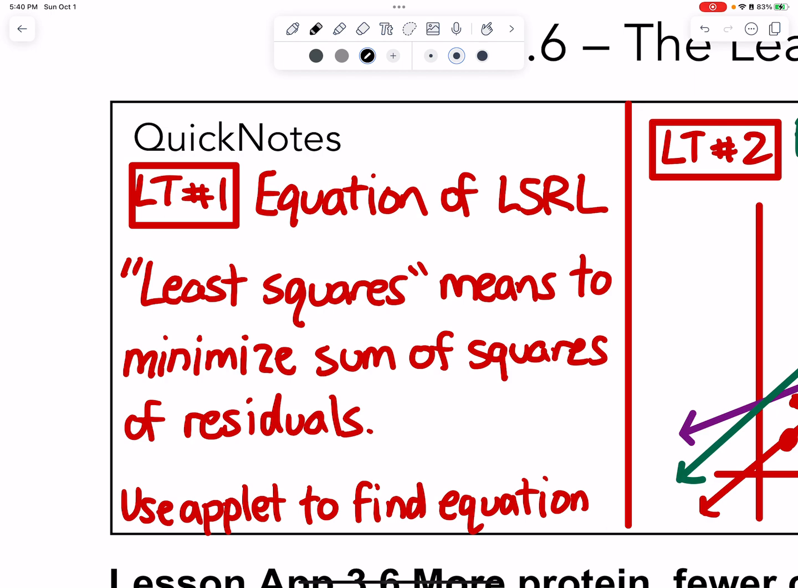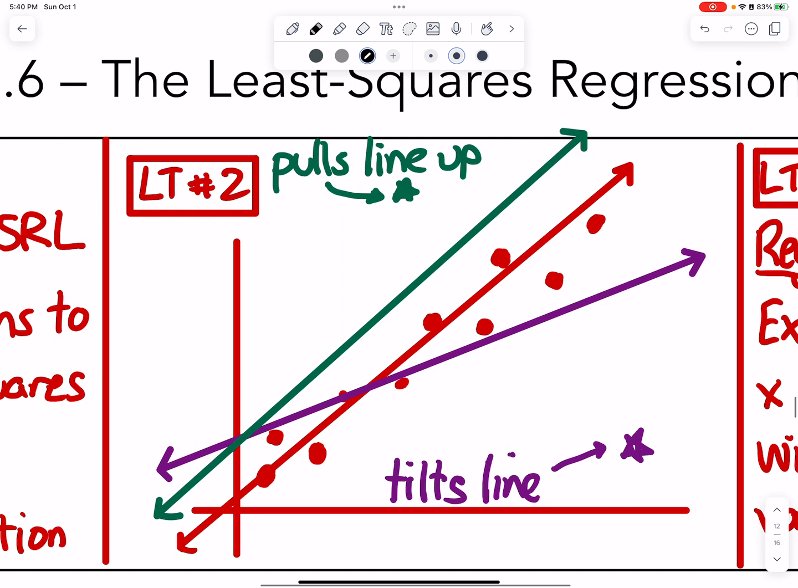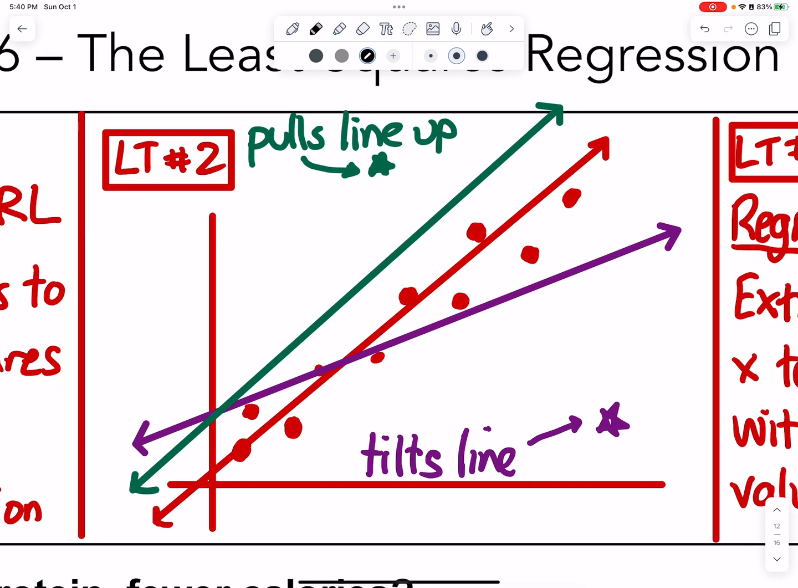And you can use the calculator or an app to always find the equation. We're going to be using a little app here to be able to see what happens to the lines. It pulls the line up and down so you can play with the different lines and see what happens. So let me pull that up.